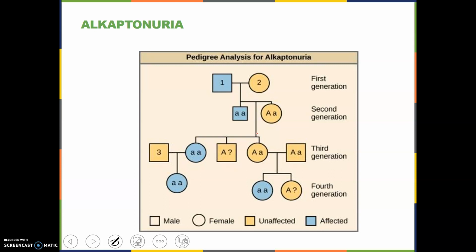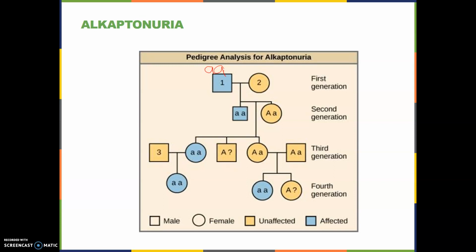So here's what we can tell in the first generation. The first generation, the father is little a, little a. We know that because he's affected, and the only way you can be affected is to have two little a's.